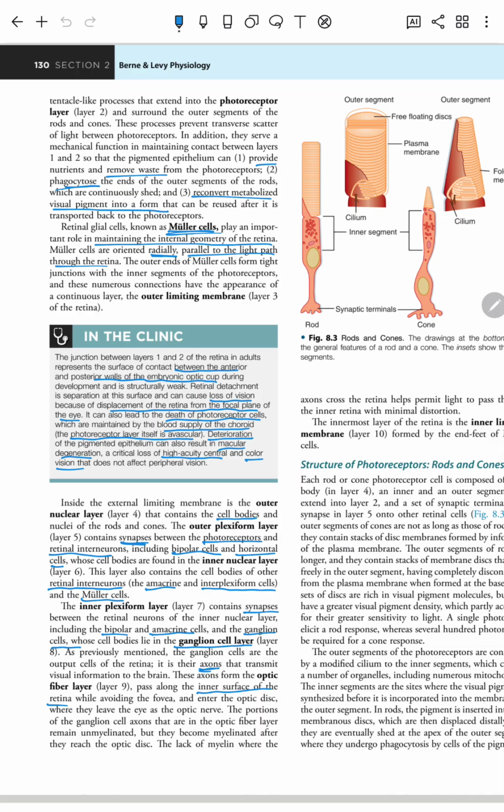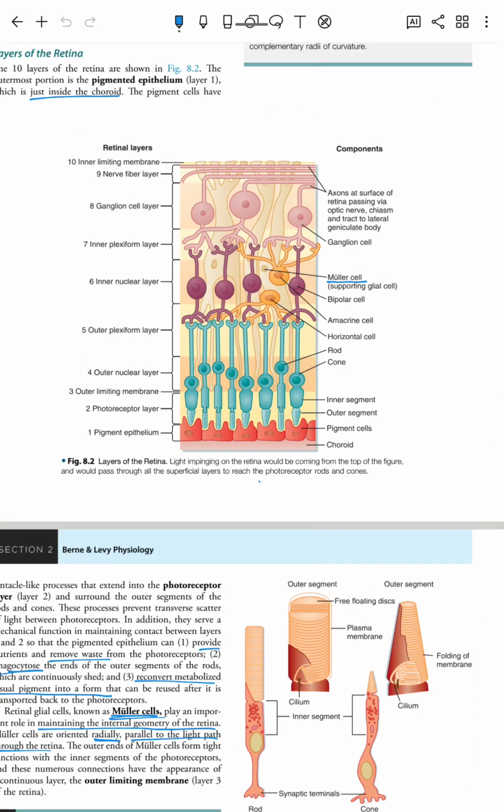In the ganglion cell layer, the ganglion cells are the output cells of the retina. It is their axons that transmit the visual information to the brain. These axons form the optic fiber layer. So these are the ganglion cells. The axons form the pathway, passing at the surface of the retina via the optic nerve, chiasm, and tract to the lateral geniculate body.